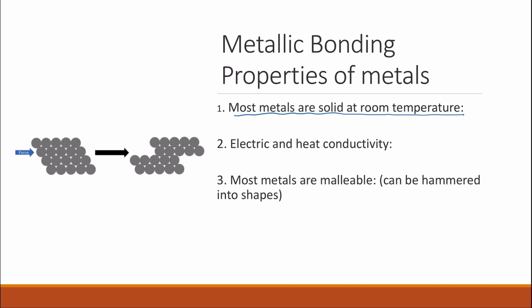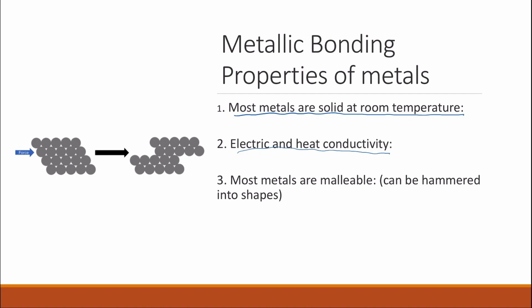The second property is electric and heat conductivity. Metals are good conductors of heat and electricity, and the main reason for that is the delocalized electrons, because delocalized electrons can carry electrical current and heat energy through the whole structure.